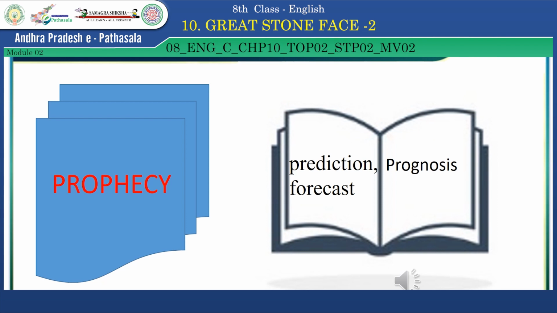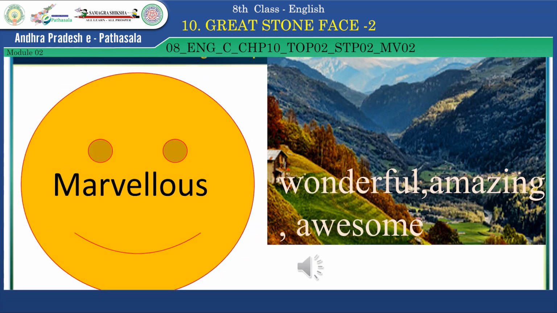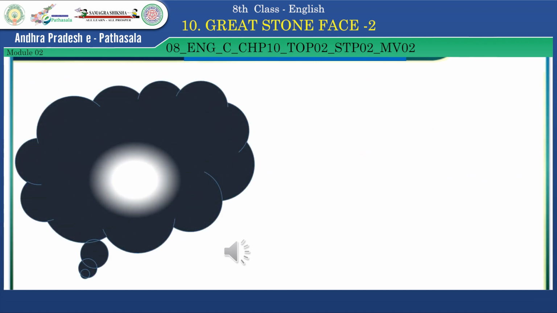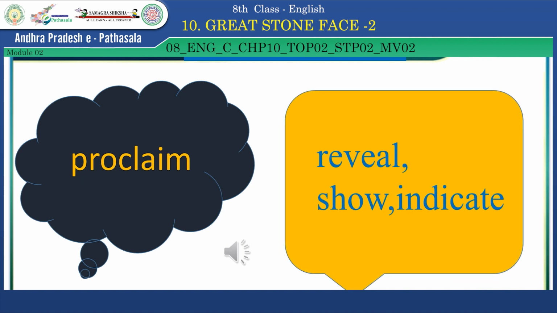Children, the next word is prophecy. Prediction, prognosis, forecast. Children, learn synonyms to another word, marvelous. Wonderful, amazing, awesome. Next word is proclaim. Synonyms are reveal, show, indicate.